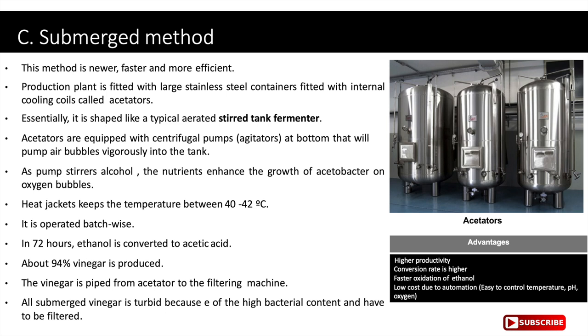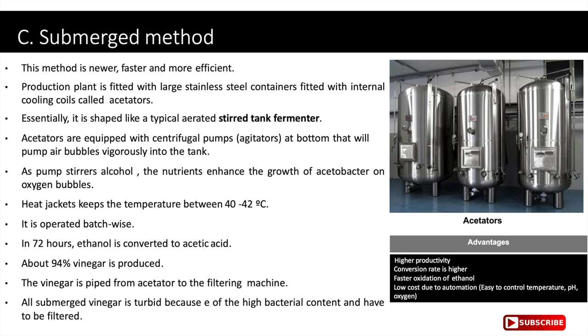The production plant is fitted with large stainless steel containers fitted with internal cooling coils called acetators. These are kind of fermenters only. Essentially, it is shaped like a typical aerated stirred tank fermenter. Acetators are equipped with centrifugal pumps called agitators at the bottom that will pump air bubbles vigorously into the tank. As the pump stirs the alcohol, the nutrients enhance the growth of acetobacter and oxygen bubbles.